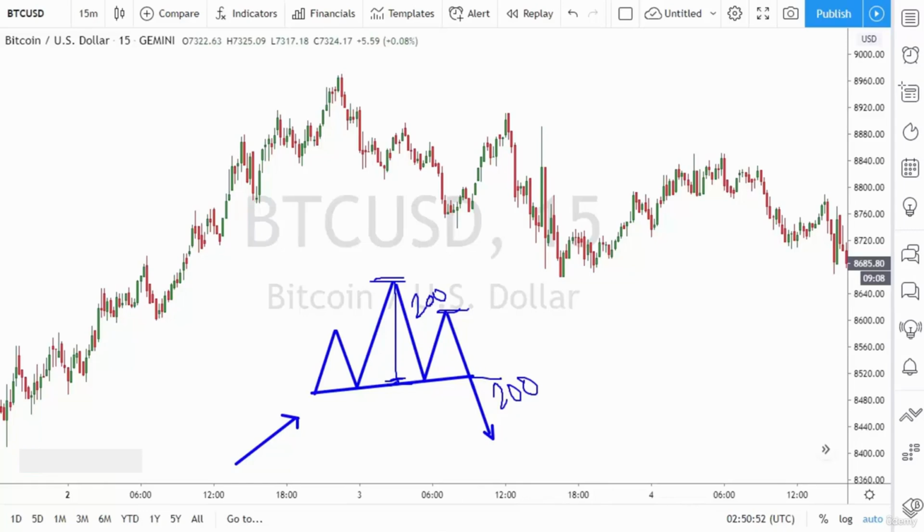So that's the head and shoulders. The inverse head and shoulders, as I'm sure you have guessed, is simply the bullish version of this. In a downtrend, you'll see something like that. You've got your neckline, you've got the measurement, you've got your target.